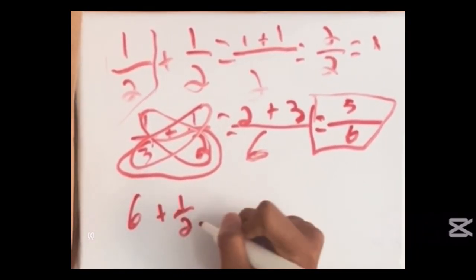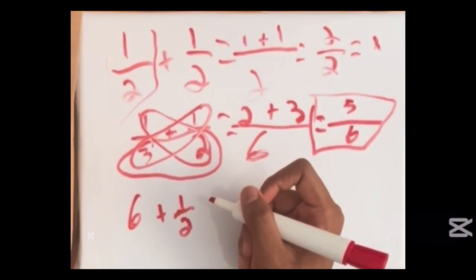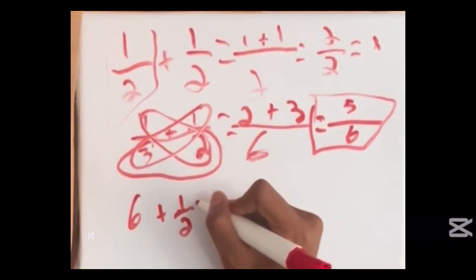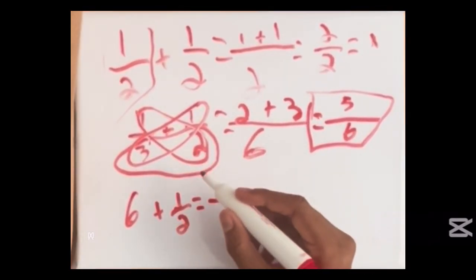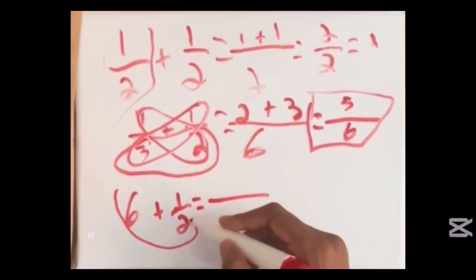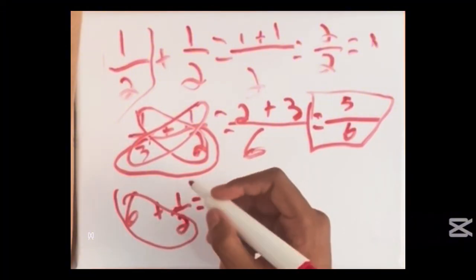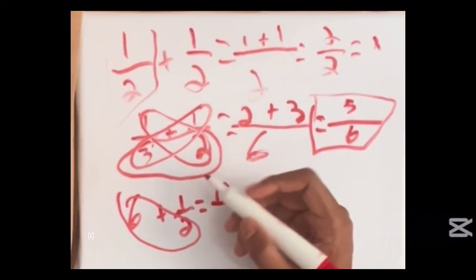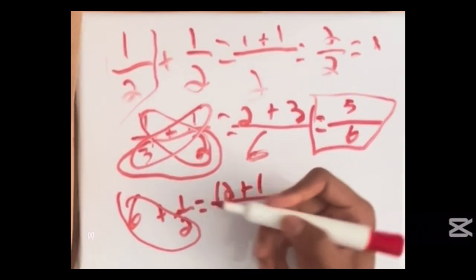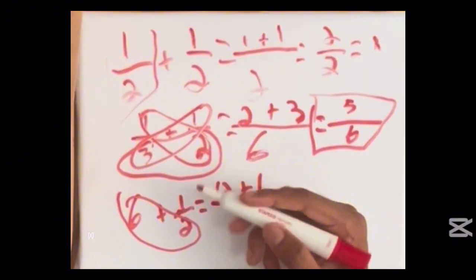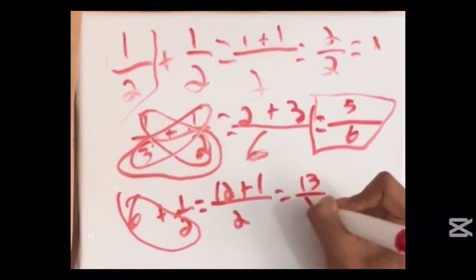So now it's basically just the butterfly method, but it's going to be way simpler. What you're going to do is multiply 6 times 2, which is going to equal 12, right? And you just add it to the 1. You keep the 1 there and add it, and the bottom stays the same. So this is just going to equal 13/2.